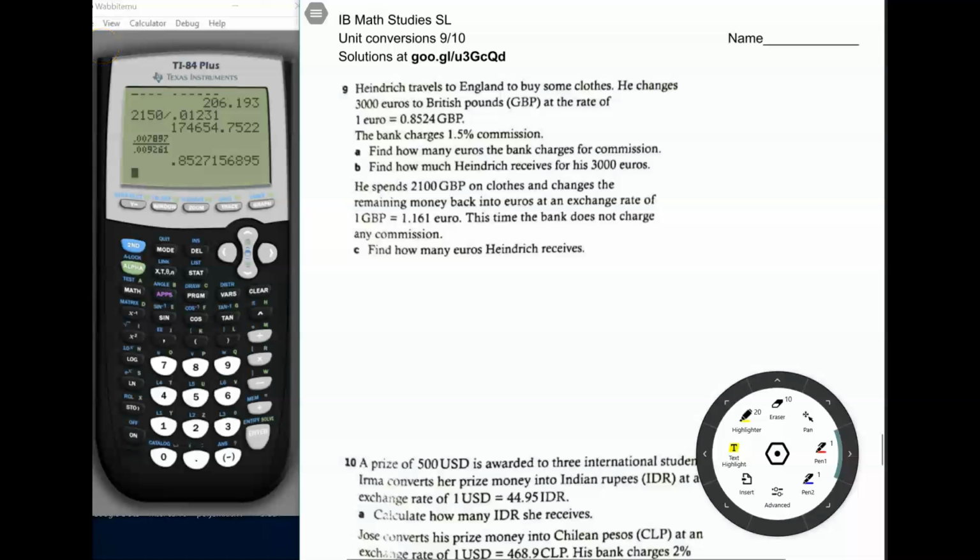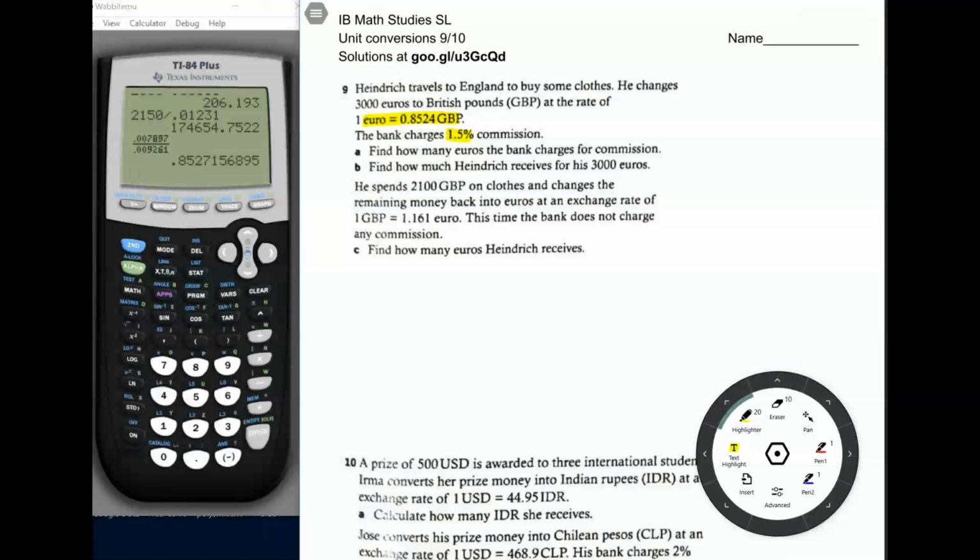Number 9. Heinrich travels to England to buy some clothes. He changes 3,000 euros to British pounds at the rate of 1 euro to 0.8524. The bank charges 1.5% commission. Find how many euros the bank charges for commission.